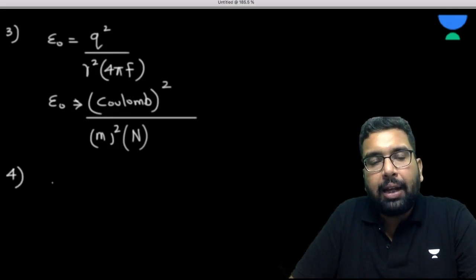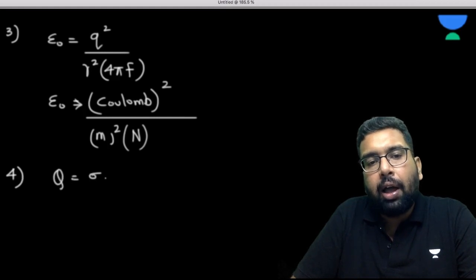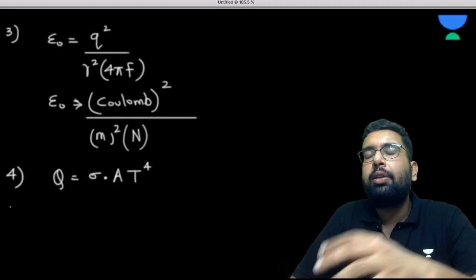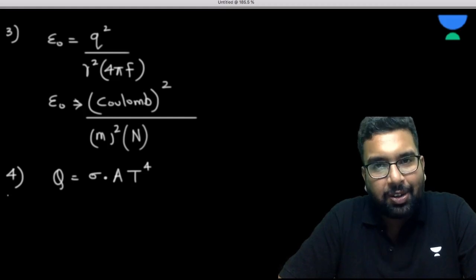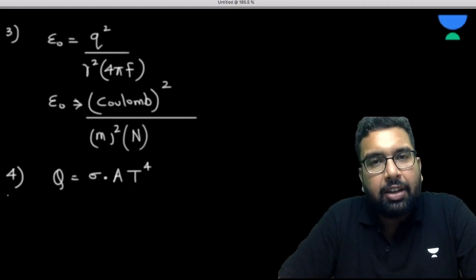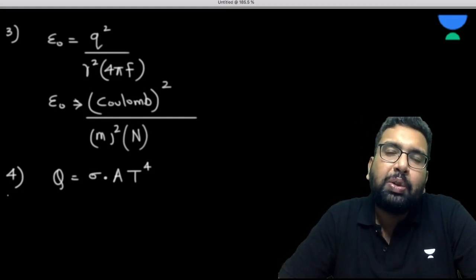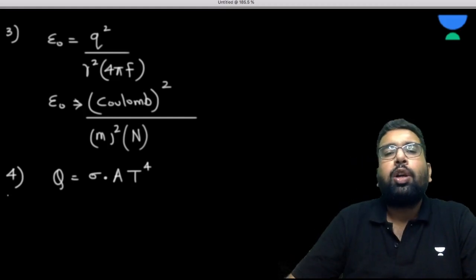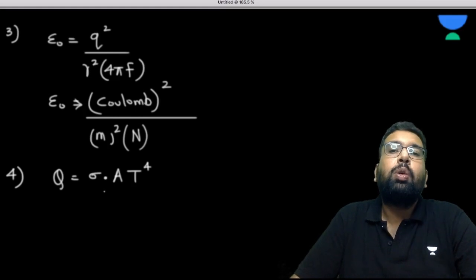So I'll tell you, Q is equal to sigma into A into T to the power 4. This is your Stefan-Boltzmann law. It is used in radiation. Sometimes it is written as Q, sometimes as E, all are the same thing. So what is sigma? Sigma is the Stefan-Boltzmann constant.